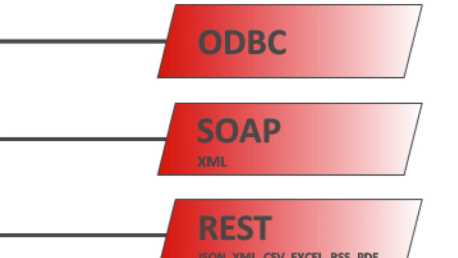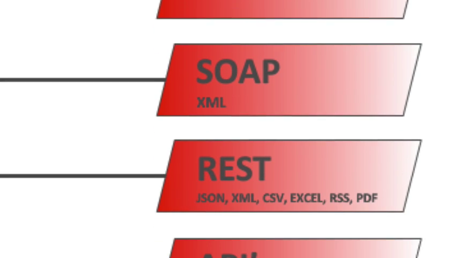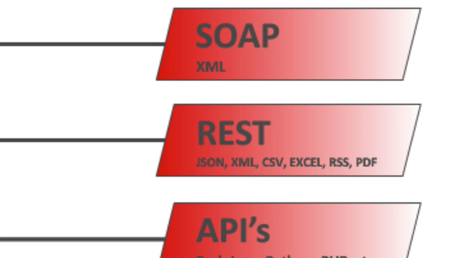ServiceNow also allows you to pull information out using SOAP or REST-based web services. With SOAP, you can pull data out in the XML format. With the RESTful interfaces, you can export data in XML, JSON, CSV, and other popular formats.